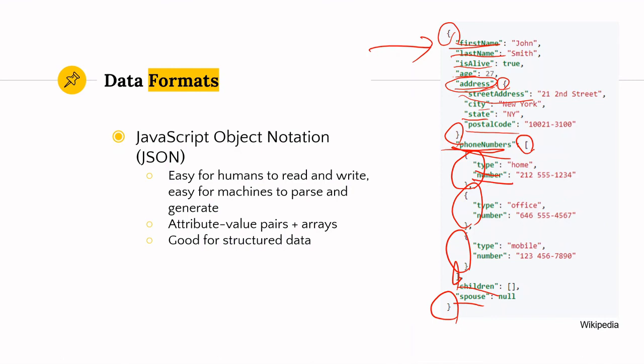So in case you have a data set that requires hierarchical ordering, then JSON is probably a good choice, right? Because it allows you to do that kind of thing.